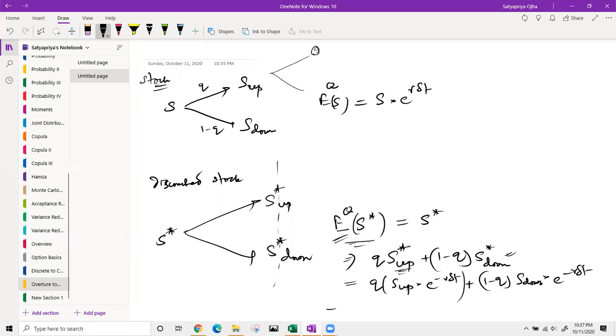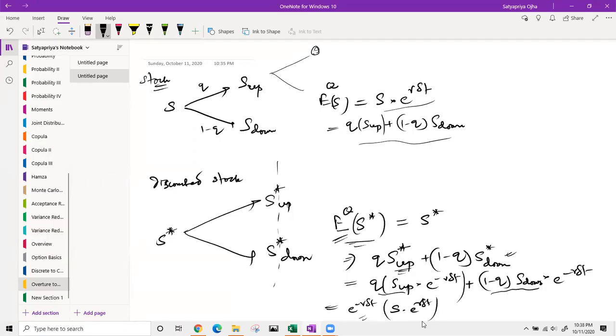All right. And this is equal to, so if you take e to the power minus R delta T outside, QS up plus 1 minus Q S down, which we know is this guy, which is the expectation of the stock price under the risk neutral measure. I've taken the discounting factor outside. So that is nothing but S times e to the power R delta T. So this gets cancelled, I get S.